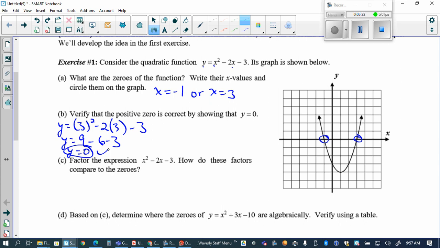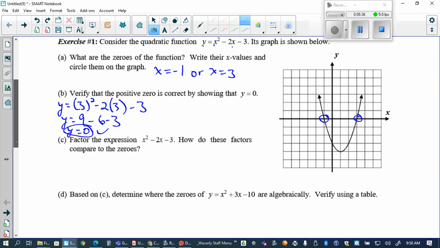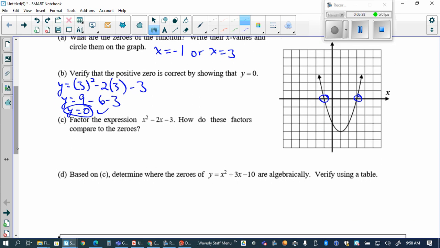We could do the same thing with -1, couldn't we? We won't do it, but if I plugged in -1 here, it would also generate a 0 for y. Okay? All right. Now they want us to factor this expression. This is one of the simpler factoring ones, right? How to do that? And how do these factors compare to the zeros?